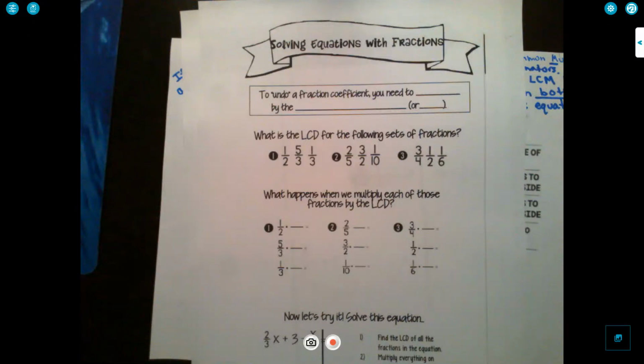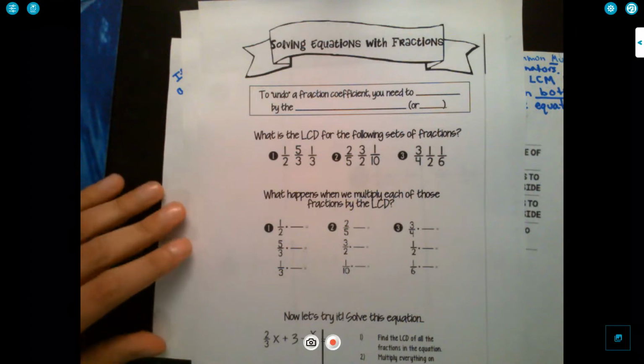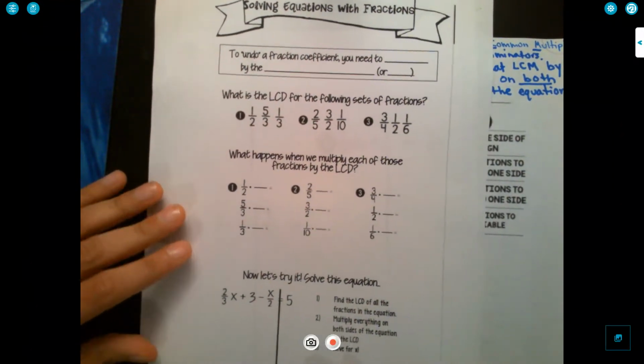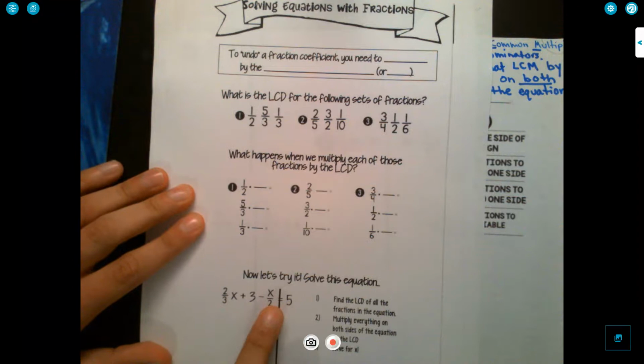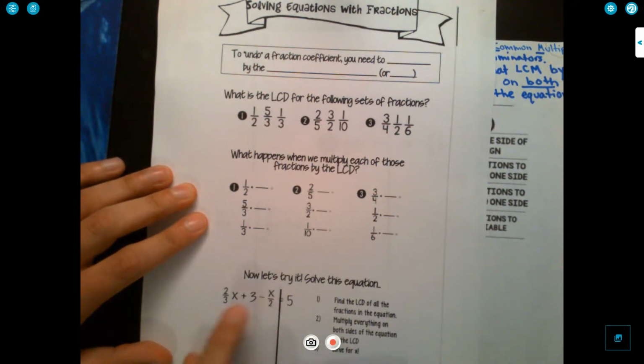This video is going to be on solving equations with fractions. There are going to be times when you are presented with an equation, like down here. We have 2/3 x plus 3 minus x over 2 is equal to 5. So we have an equation with the equal sign, but we have those pesky looking fractions.